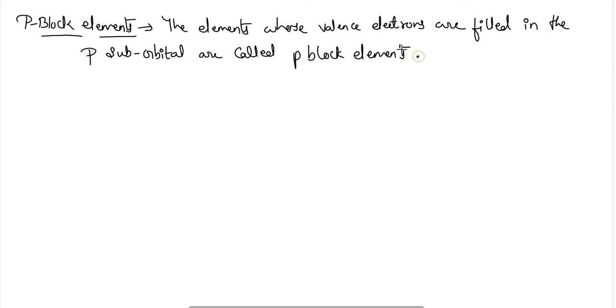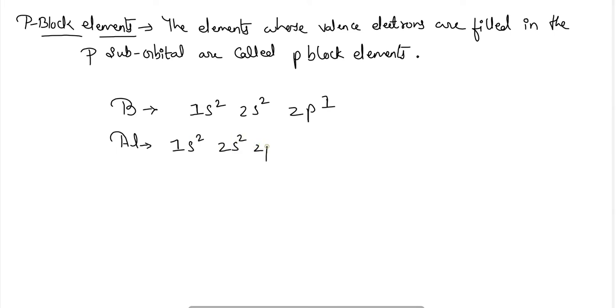If I take an example of boron, the electronic configuration for boron is 1s2, 2s2, 2p1. Similarly, for aluminium, it will be 1s2, 2s2, 2p6, 3s2, 3p1. For nitrogen, sorry, I was writing it wrong. It will be 1s2, 2s2, 2p3.